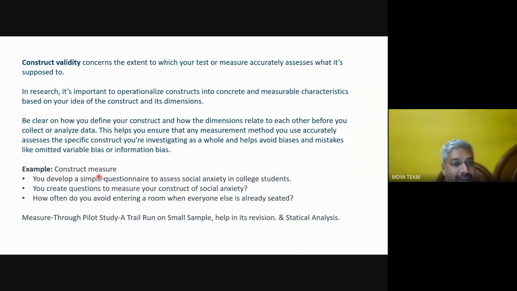So an example of a construct: you develop a simple questionnaire to assess social anxiety in college students, right? You create questions to measure your construct of social anxiety. How often do you avoid entering a room when everyone else is already seated? These are the construct questions. And how do you measure this construct? Through a pilot study. A trial run on a small sample helps in its revision and statistical analysis. So this is about construct validity.